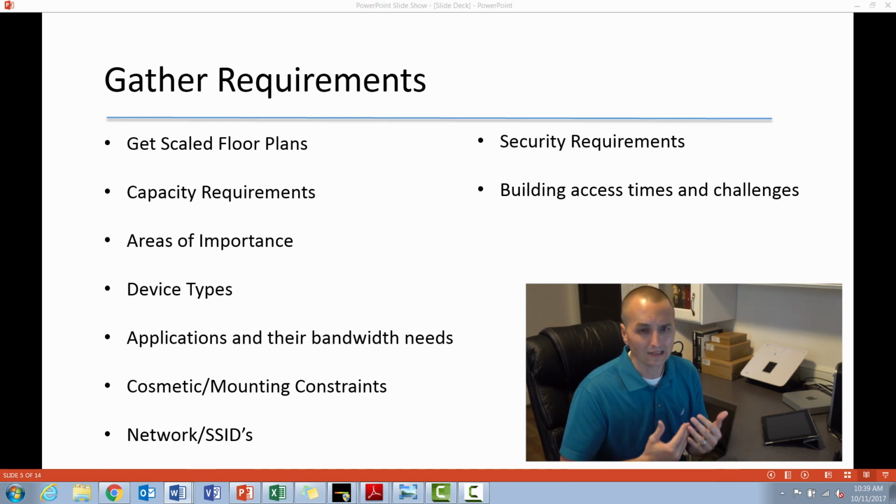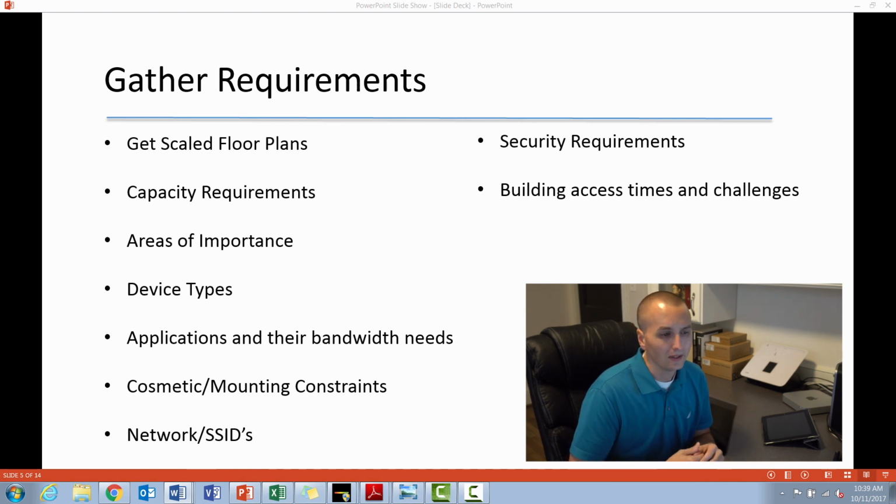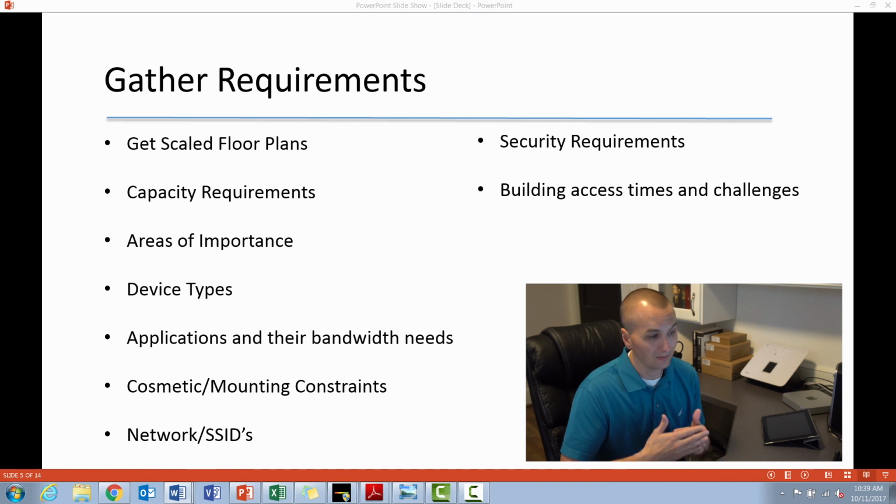And with any design, you've got to have those scaled plans. Without scaled floor plans, the predictive modeling and the heat maps, all those kind of things with an Ekahau, they don't mean a hill of beans. So you want to get that from that facility. And if they don't have them, find some way to make them. There's a lot of different third-party utilities out there that have the ability to create scaled floor plans for you should you not have those.